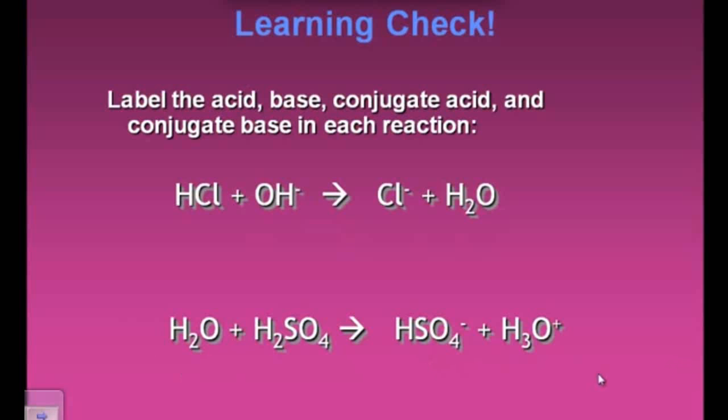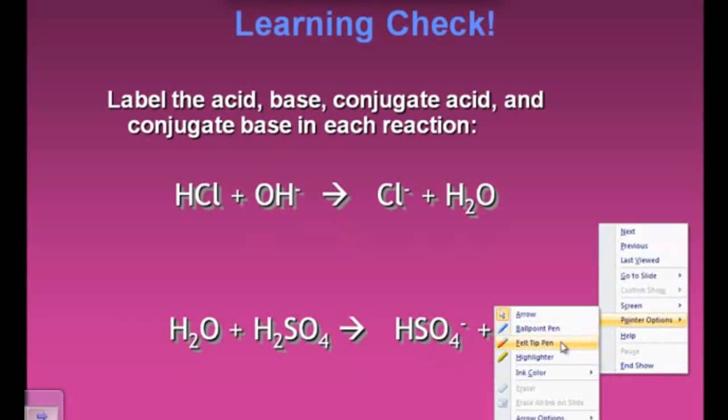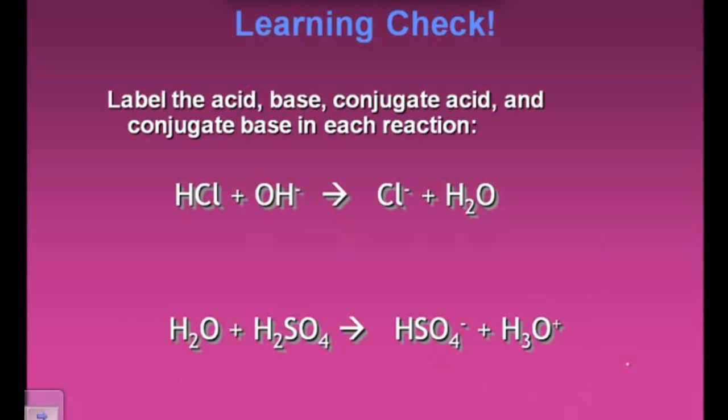conjugate acid here. Now, one of the interesting things here is you have seen that water can act as both an acid and a base, and we call that an amphoteric substance. Amphoteric means a substance that can act as an acid or a base, and that's a term you need to know. Okay.